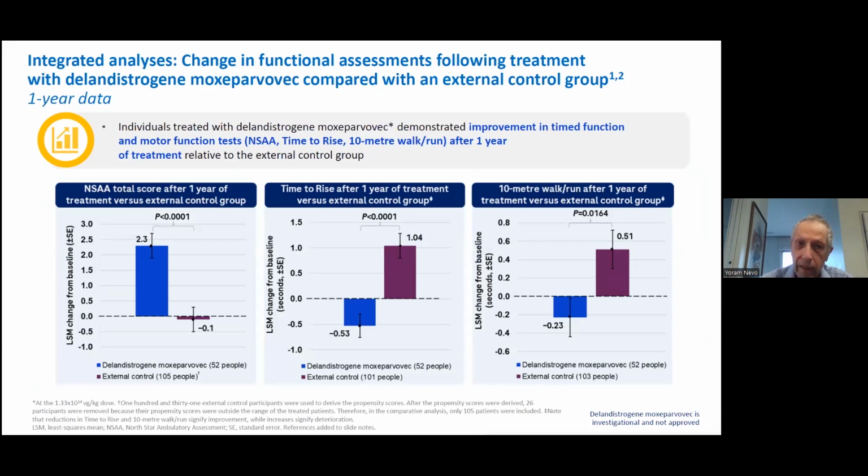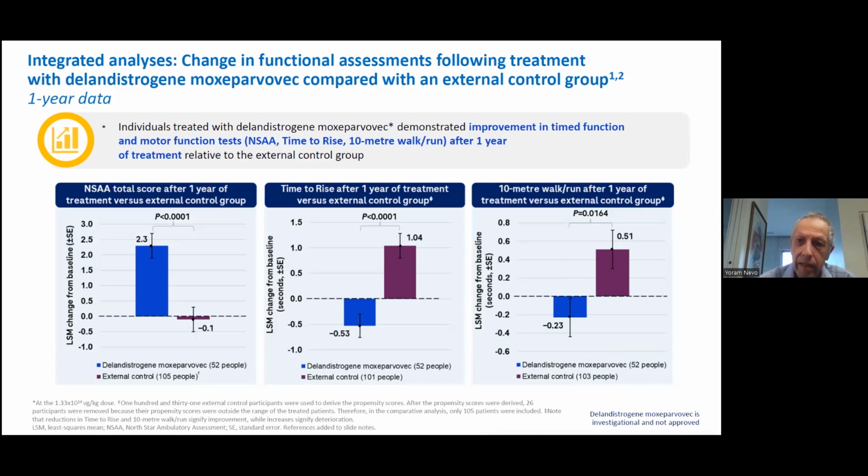What we do have, and this was presented by this company, is integrated results of all the studies before phase 3. They pooled all the patients together. If we look at the motor outcome, the North Star, we can see that after 1 year there was an improvement of, on average, 2.3 points. And they compared it to external control. What is external control? There are some natural history studies of Duchenne muscular dystrophy. So this is what is expected.